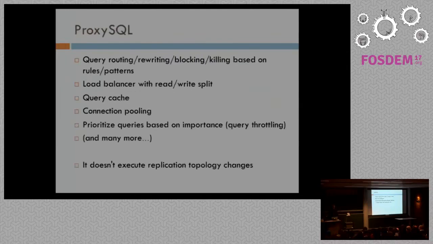And ProxySQL, thanks to Colin for the great presentation. It's a query routing, rewriting, and killing tool based on rules and patterns. It's also a load balancer. You can split reads and writes. It can be used as a query cache. It supports connection pooling. You can prioritize queries based on importance, and it supports many more things. But what it is not: it doesn't execute replication topology changes, which MHA does. So they are really a good pair because of this.